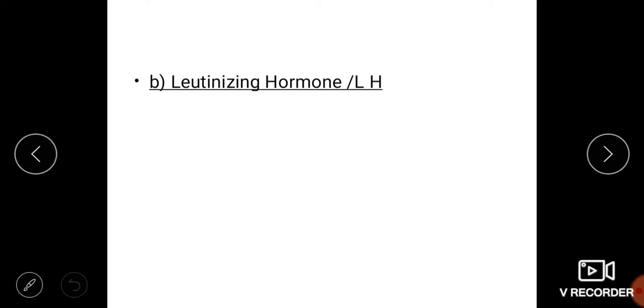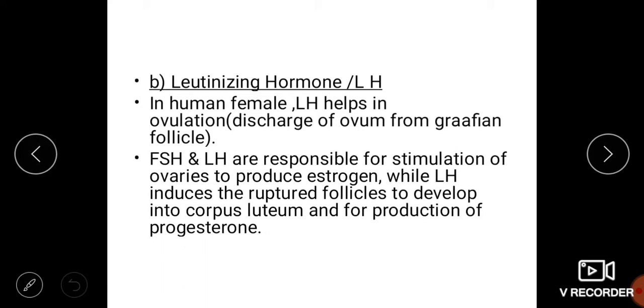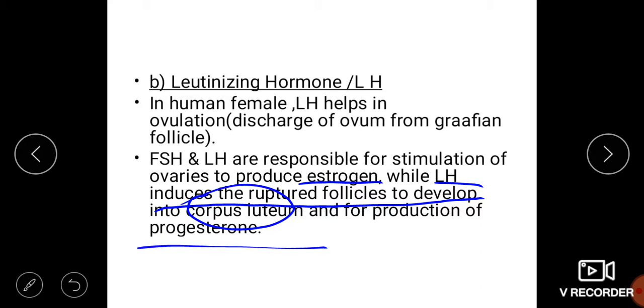Next hormone is called luteinizing hormone, or LH. In human females, LH helps in ovulation, discharge of ovum from Graafian follicle. FSH and LH are responsible for stimulation of ovaries to produce estrogen, while LH is essential for the development of corpus luteum and production of progesterone.